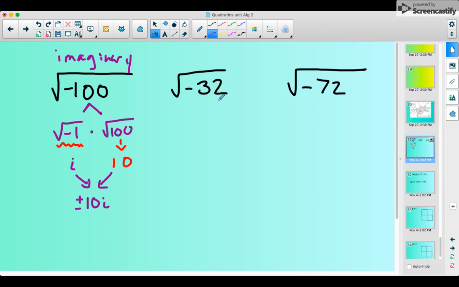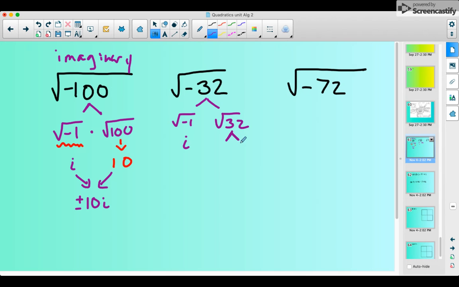What about if the number isn't perfect and it doesn't take a square root nicely? Well, we would still split it out into its two pieces, so -1 and the square root of 32. Now, what we talked about in class was that you would leave this as just an i, and you would just leave this as the square root of 32. But that's not really as far as you should be taking it.